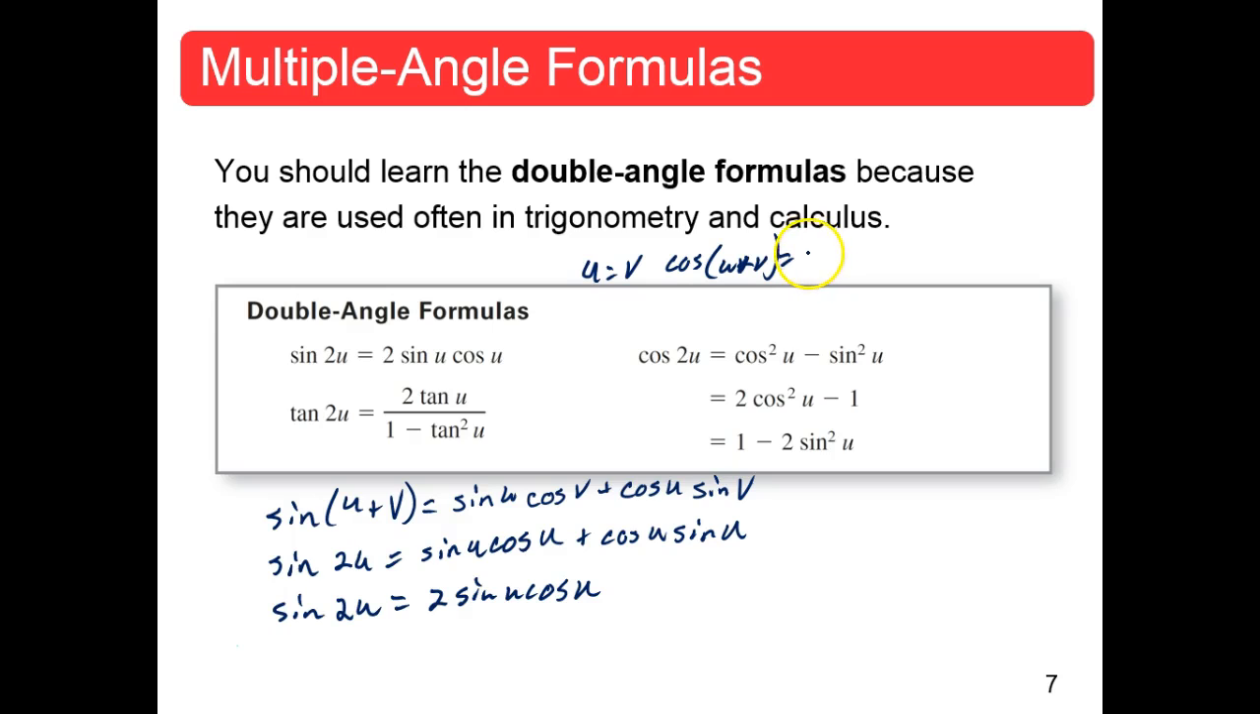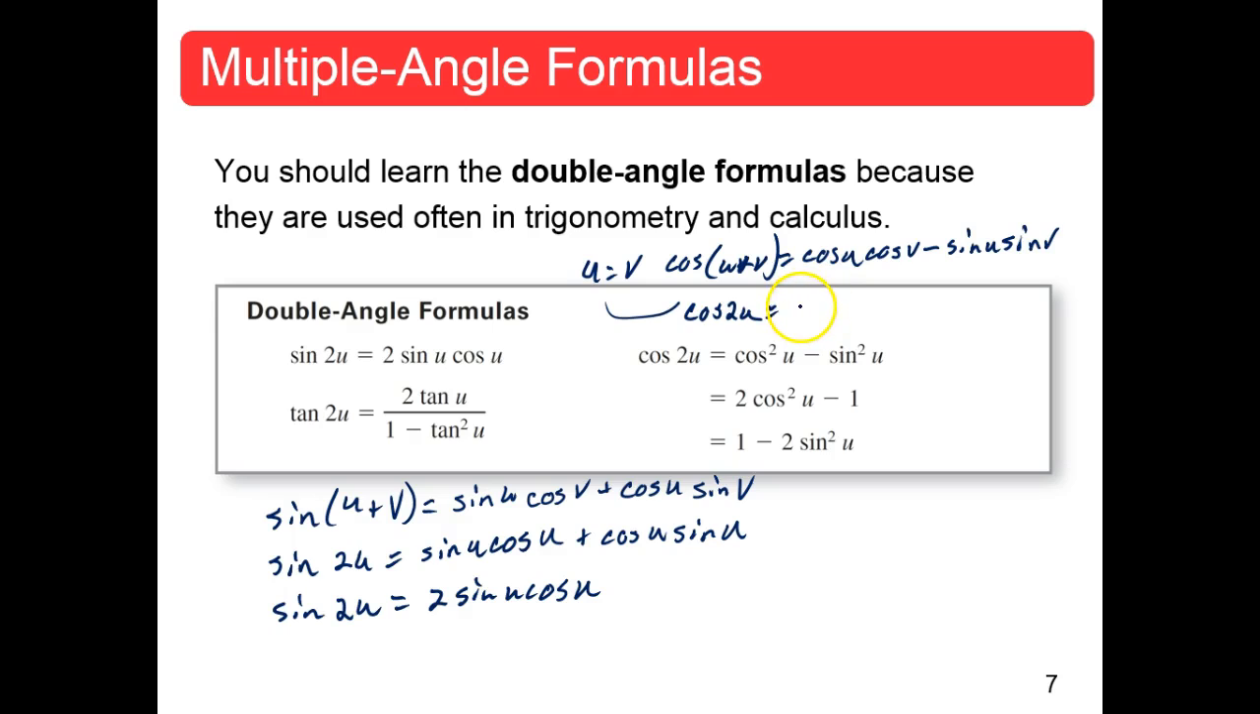Do you remember it? Cosine U cosine V, minus, even though that's a plus, this is a minus, sine U sine V, right? And again, if U is equal to V, this becomes cosine 2U, right? If V is equal to U, that's U plus U is 2U.